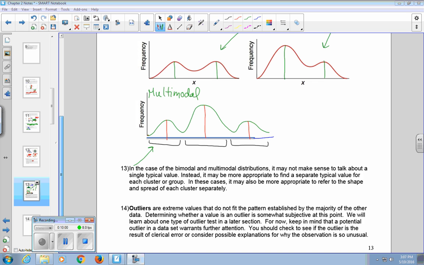Okay, number 14, outliers are extreme values that do not fit the pattern established by the majority of the other data. Determining whether a value is an outlier is somewhat subjective at this point. We will learn about one type of outlier test in a later section. For now, keep in mind that a potential outlier in a data set warrants further attention. You should check to see if the outlier is the result of clerical error or consider possible explanation for why the observation is so unusual.